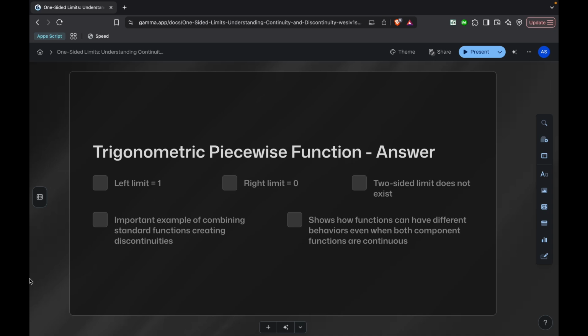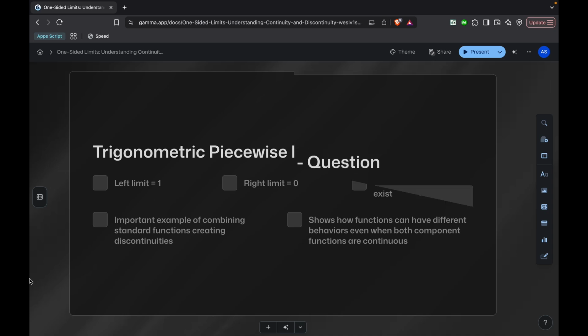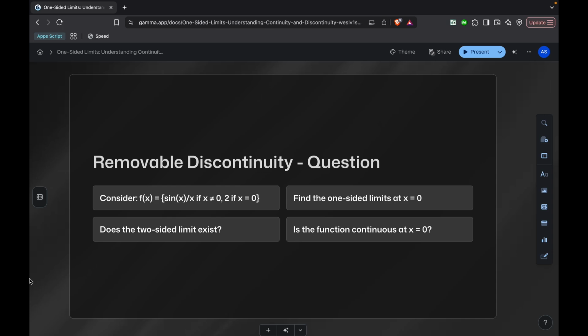So, this shows how functions can have different behaviors even when both component functions are continuous. What we mean by that is the limits for both sides exist, but they're not the same. So it's important to distinguish between that. Even though the limits exist, they might not be the same, and it's important to distinguish between the two of them. Now, this is a removable discontinuity.